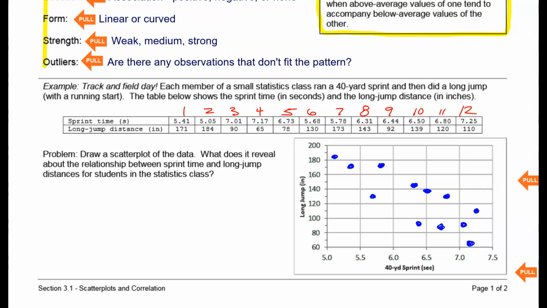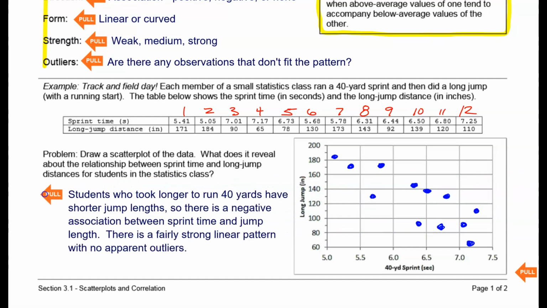All right, folks, there's the scatter plot of this data that shows the relationship between long jump in inches and 40-yard sprint in seconds. Obviously, this is a tedious process to do by hand, and if you do it with your calculator or with a computer, you will get a more accurate graph, as well as it will be neater, prettier. But nonetheless, we should be able to do this on our own. And let's just now answer the question about what does it reveal about the relationship.